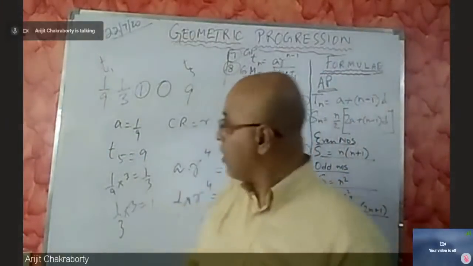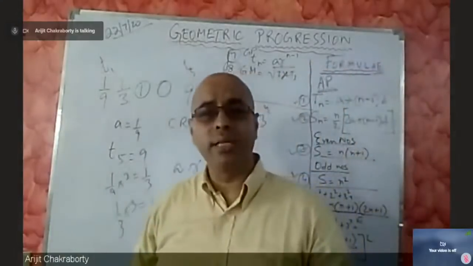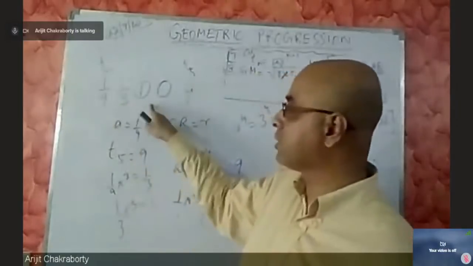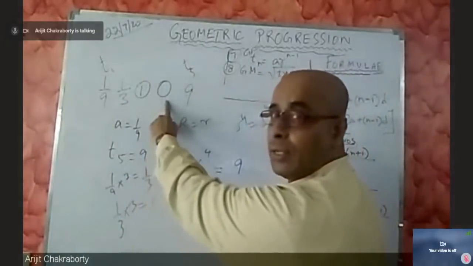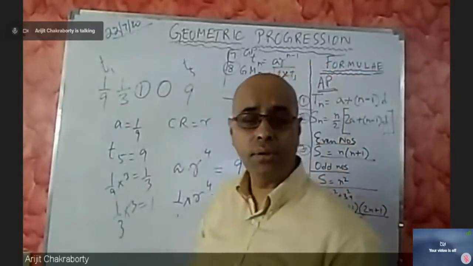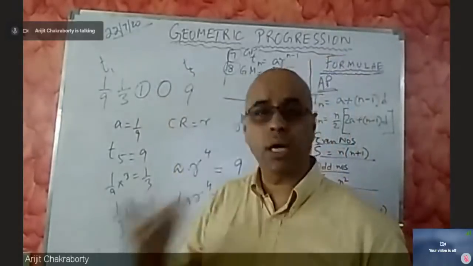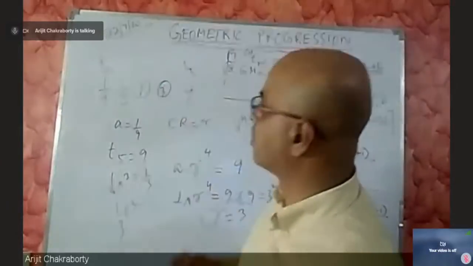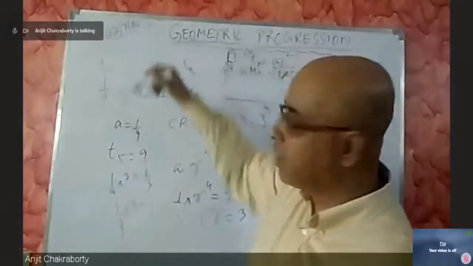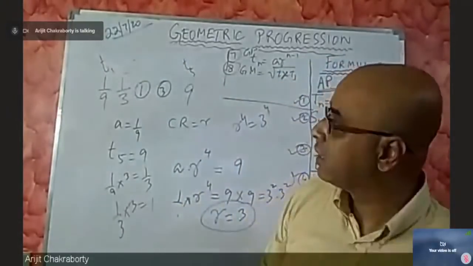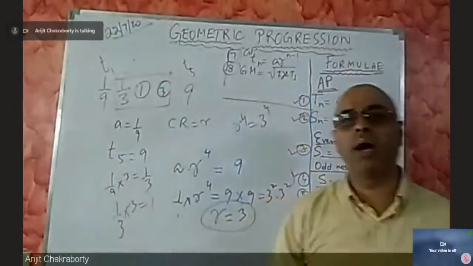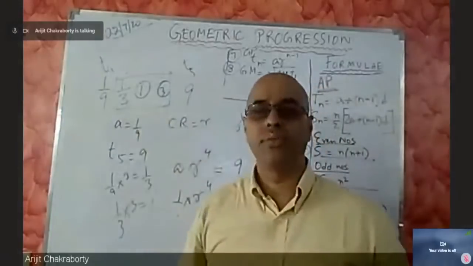Now, we wanted to insert 3 geometric means. We have already got the first and the second. What will be the third? This term is 1 into 3, because 3 is the common ratio. So 1 multiplied by 3 is 3. Therefore the 3 geometric means will be 1 by 3, 1 and 3. So the answer is this: 1 by 3, 1 and 3.